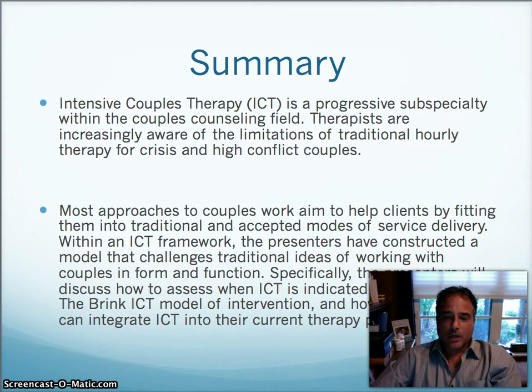So that was our starting point, not wanting to fit clients into an established framework of 50 minutes per hour once a week with one therapist, and we sort of built our model from there.